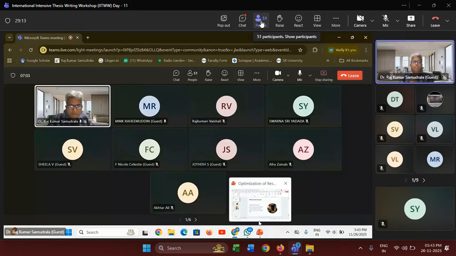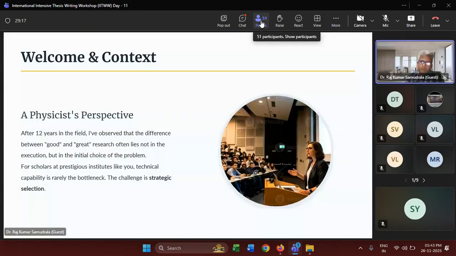How can we differentiate good and great research? We can differentiate by not only executing a research, but before executing, we need to have an initial problem. How to choose an initial problem? That is the main thing before choosing our research. For scholars at prestigious institutes like you, you have so many capabilities, but taking a challenge of strategic selection, optimization, selecting a problem is a real challenge. How can we choose? How can we select? How to optimize? That we will discuss.